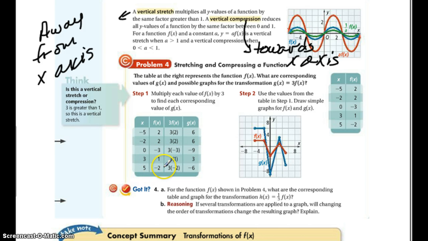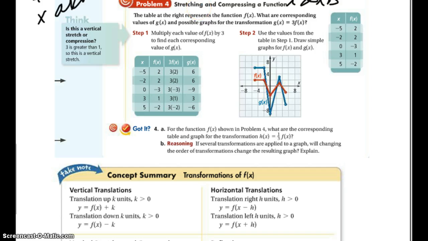With this in mind, let's take a look at stretching and compressing a function. When you stretch and compress, what you're doing is multiplying your y values by that stretch or compression. Here's what I mean. They give us a function f of x, and ask, what are corresponding values of g of x for possible graphs for the transformation of 3 times whatever f of x is? Now, if you recall, f of x is the same thing as y. So what you're doing is multiplying 3 times all your y values for your f of x function. And again, here's what that looks like.